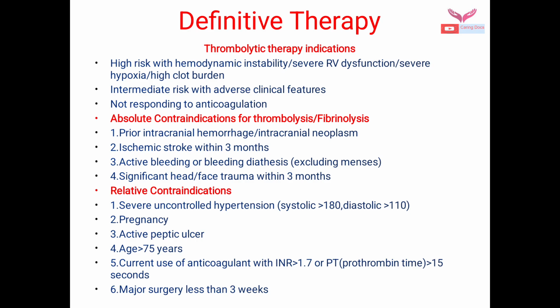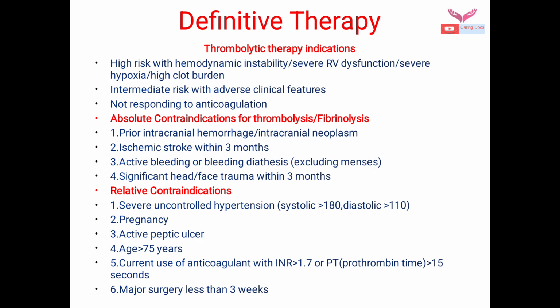Definitive therapy is thrombolytic therapy. The indications are high risk with hemodynamic instability, severe RV dysfunction, severe hypoxia, high clot burden, and intermediate risk with adverse clinical features not responding to anticoagulation. The absolute contraindications for thrombolysis or fibrinolysis are prior intracranial hemorrhage, intracranial neoplasm, ischemic stroke within 3 months, active bleeding or bleeding diathesis, and significant head and face trauma within 3 months.